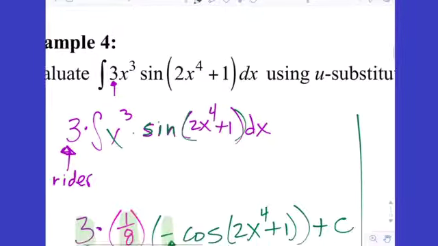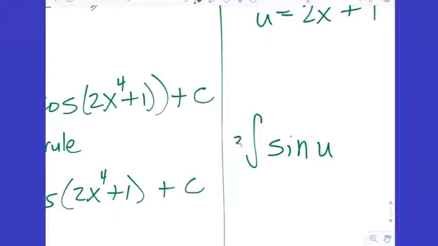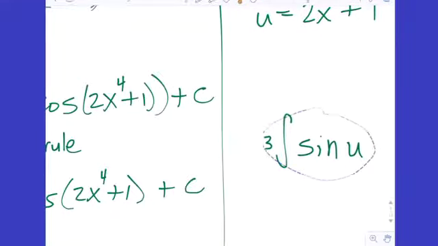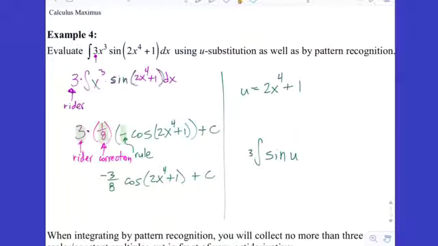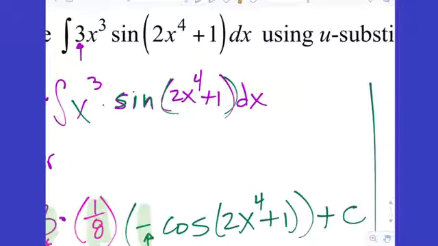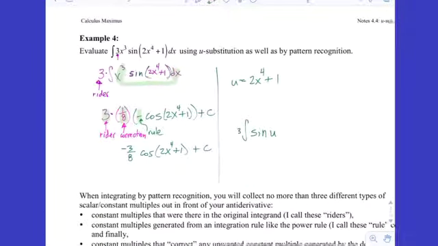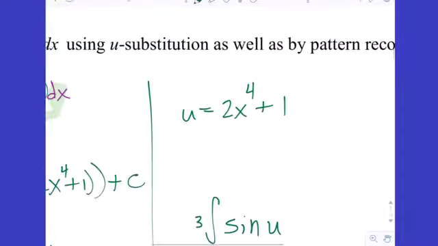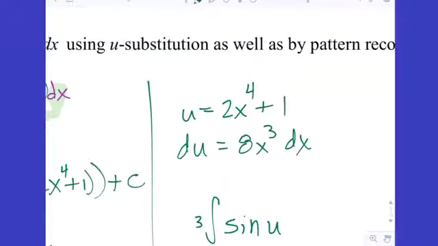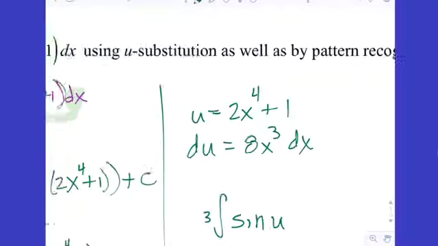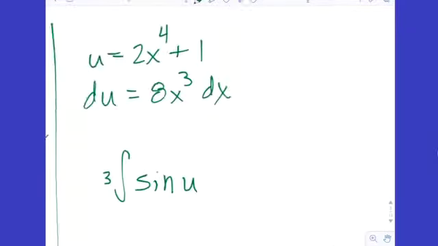And now, since the 3 is out front, I'm going to leave the 3 out front there. He goes along for the ride, whether you're doing u substitution or not. So all I have left to replace here is the x cubed times the dx. So let's take the derivative in differential form. du equals 8x cubed times dx, right? Well, I'm trying to replace x cubed times dx, which I can see visible right there.